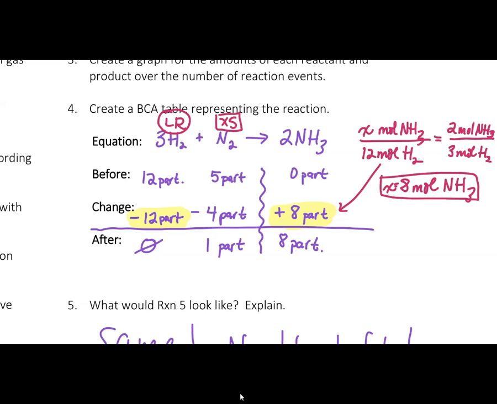So that's where we're headed now, is into stoichiometry and BCA tables where we know both amounts of reactants and we have to figure out which one gets used up. So we'll start by looking at this at the particle level and then we'll add in the math for the BCA tables.